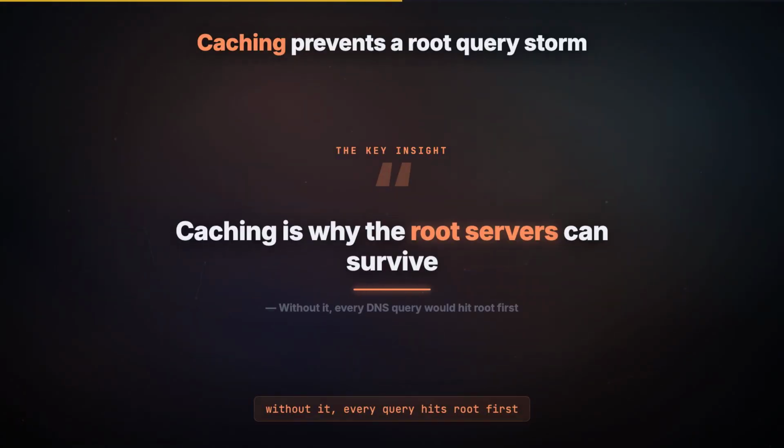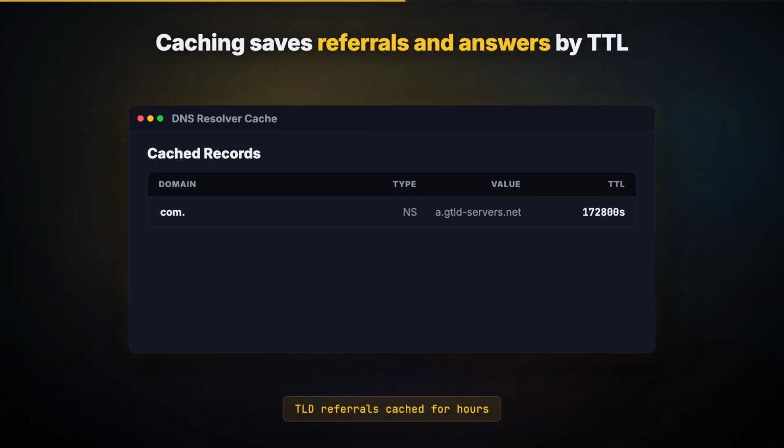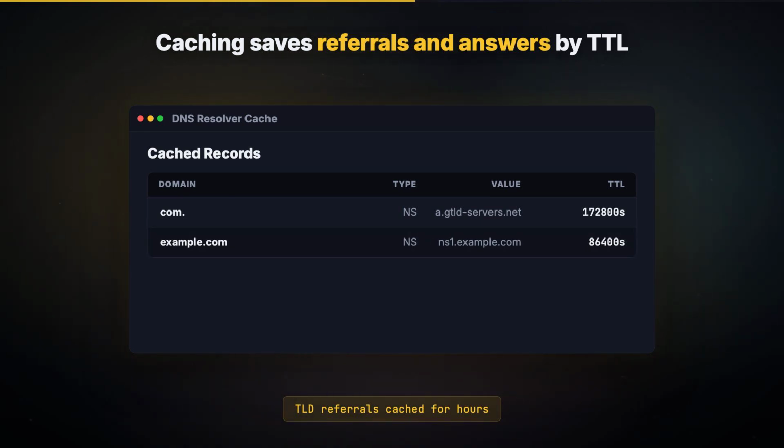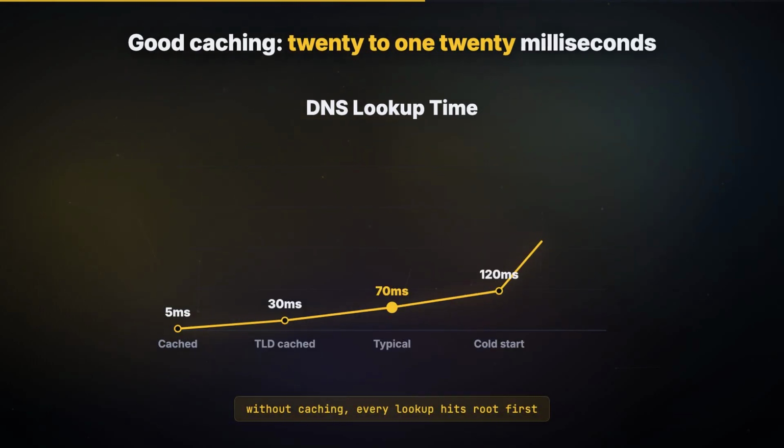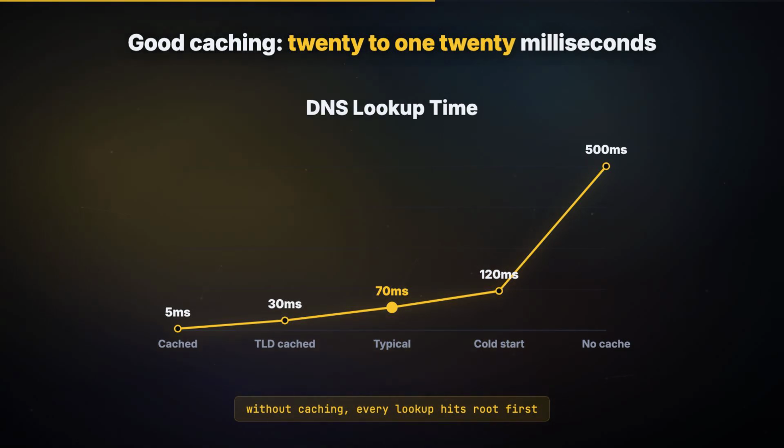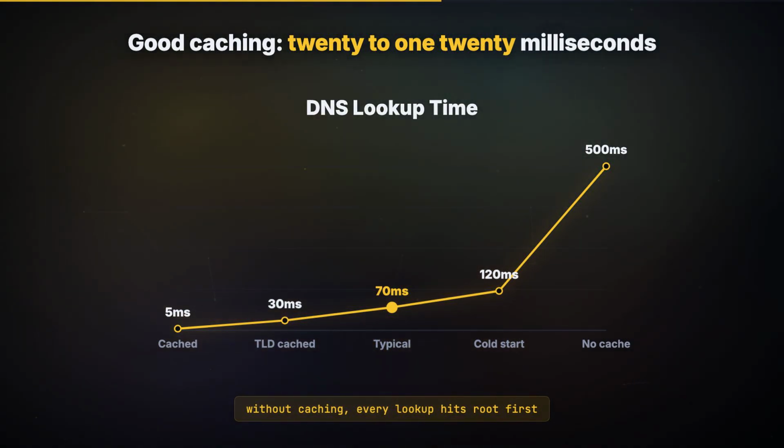Caching and the traffic it kills. Recursive resolvers cache everything, both referrals and final answers. Once a resolver knows where .com's TLD servers live, it won't ask root again until that record's TTL expires. Once it knows example.com's authoritative servers, it won't ask the TLD again. Caching is why average DNS lookups take 20 to 120 milliseconds instead of seconds.